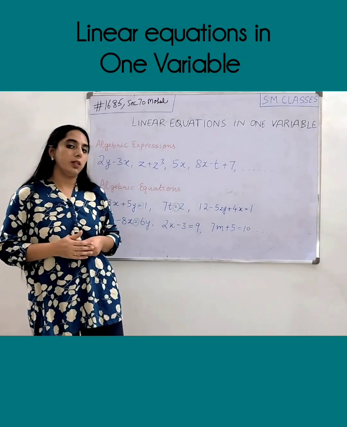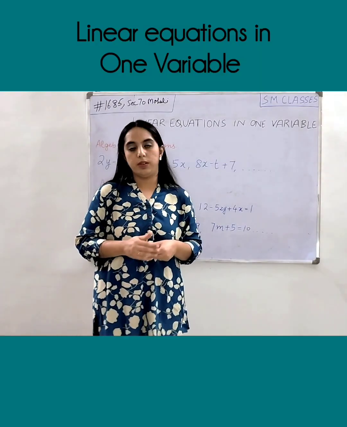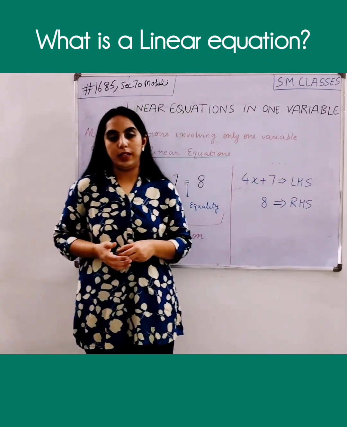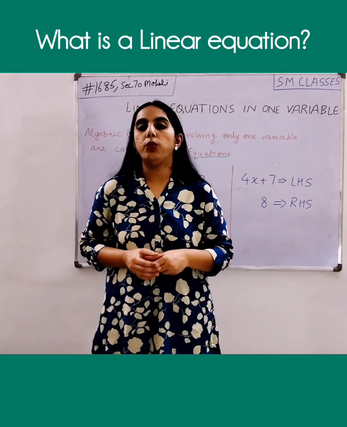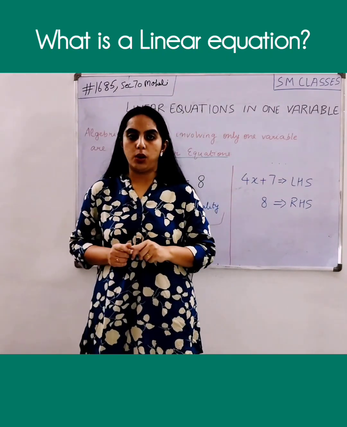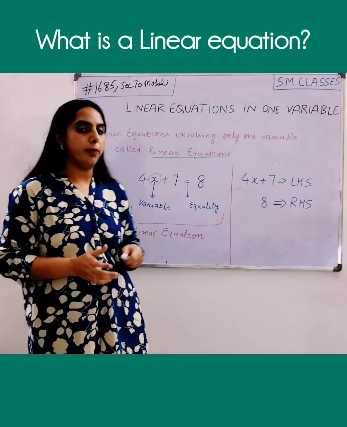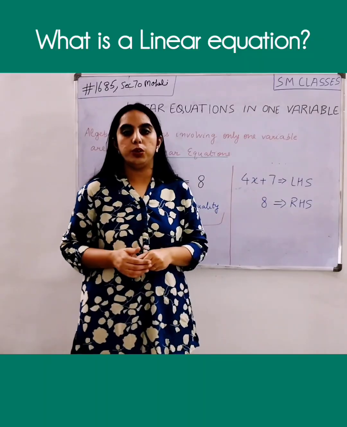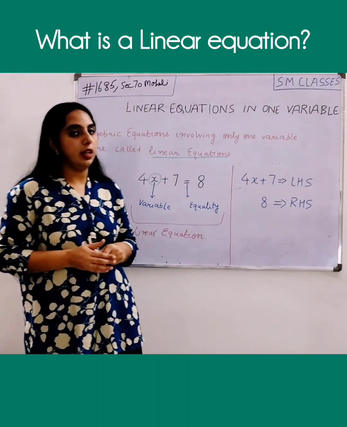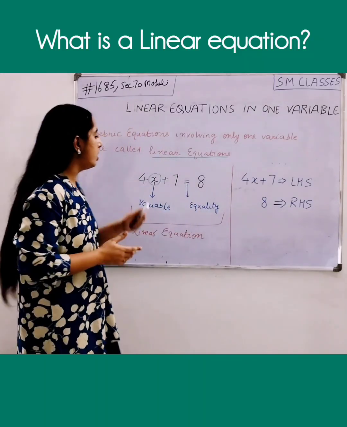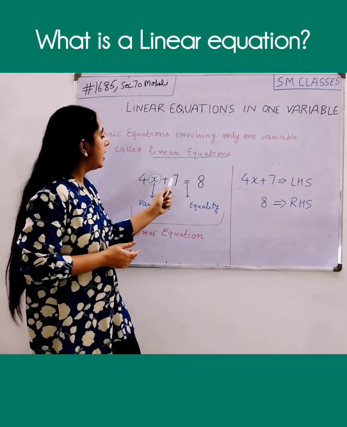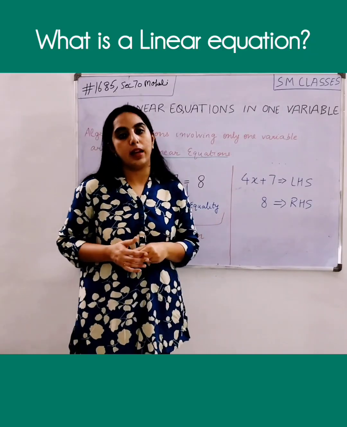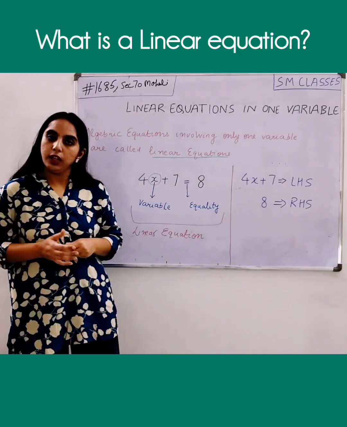But now we will discuss what are linear equations. An algebraic equation involving only one variable is called a linear equation. For example, we have an equation in the form of 4x plus 7 is equal to 8. First of all, we need to see if this is an equation or not. This involves a variable and this has an equality sign. So an algebraic expression having an equality sign is an algebraic equation.